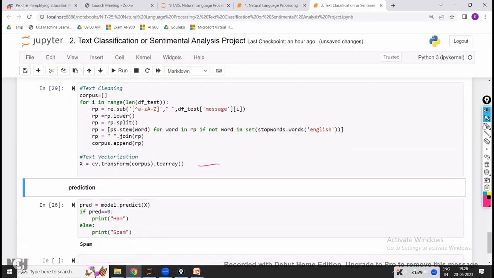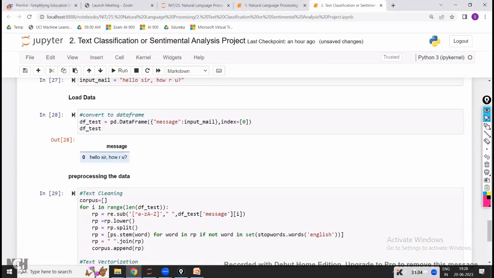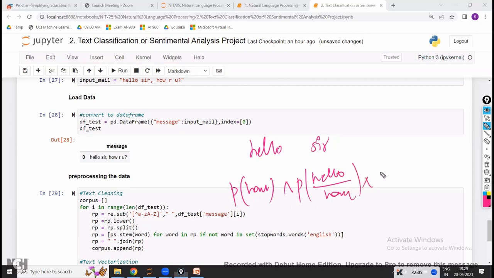Now, what is the probability? So now it is going to do the cleaning. Cleaning means punctuation marks will be removed. The question mark and comma, both will be removed. After that, stop words. Stop words like are, you, and how will be removed. Now what is left? Only hello and sir. Only these two words will be left out. Now what is it going to do? Prior probability of ham times probability of hello given ham times probability of sir given ham.